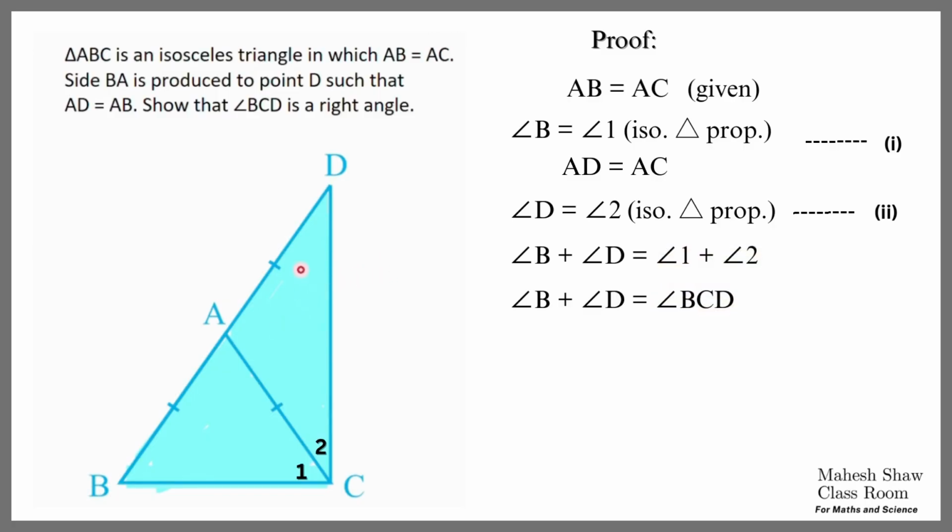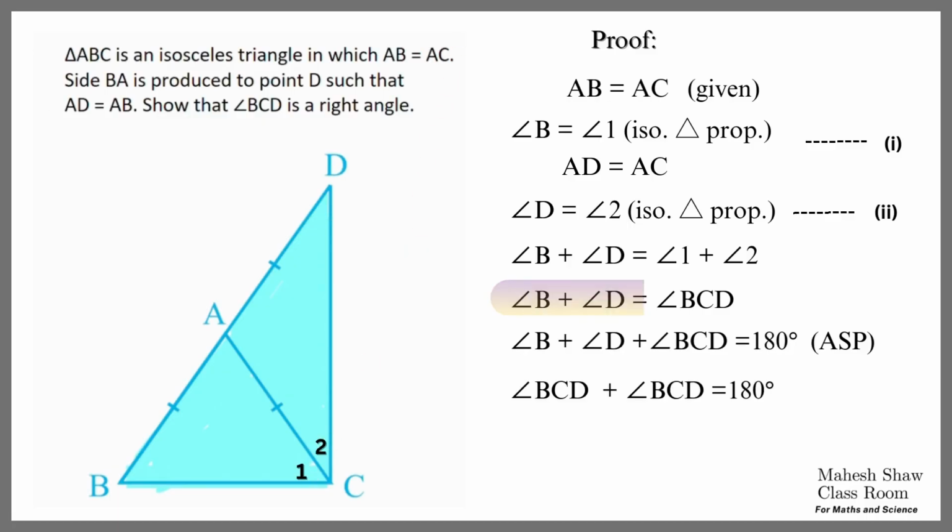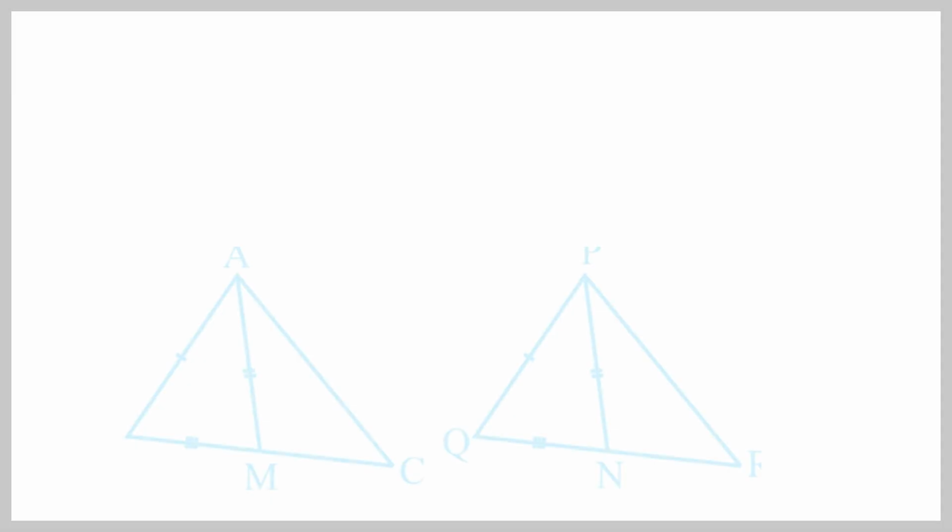Now in triangle BCD, if we apply angle sum property, we can say that angle B plus angle D plus angle BCD equals 180 degrees. Now substituting B plus D as angle BCD, we get twice angle BCD equals 180 degrees. That gives BCD, on transposing 2 to the other side, as 90 degrees. So this is what we had to prove, that is angle BCD equals 90 degrees.